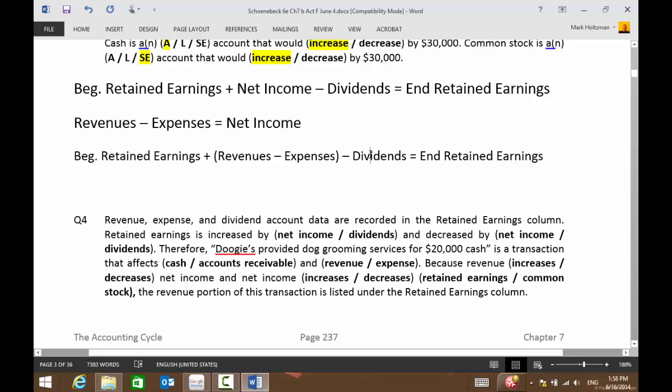Dividends decreases it. So that means that when you have a revenue, it is going to increase stockholders' equity. Why? Let me walk through the logic here. Revenue increases profit. Profit belongs to whom? Who does the profit belong to? Stockholders. So if you have a revenue, that increases your profit and it goes to stockholders. If you have an expense, that decreases profit and it comes from your stockholders. See, so revenues go into stockholders' equity, expenses come out of stockholders' equity through retained earnings.